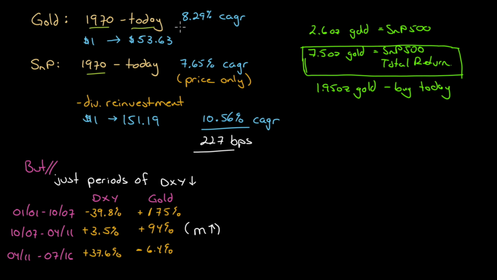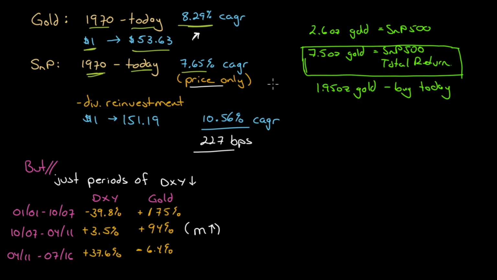1970 to today, if you bought $1 in gold in 1970, it's worth $53.63 today. That's an 8.29% compounded annual growth rate. And all these are pre-tax growth rates. We won't worry about taxes for now because every country is different. We'll just look at pre-tax. 8.29% compounded annual growth rate per year. In 1970, if you would have bought the S&P and held it to today, it was a 7.65% compounded annual growth rate. So the gold bugs would say, see, gold is where you want to be. But this is a price only index. That's not a total return index.